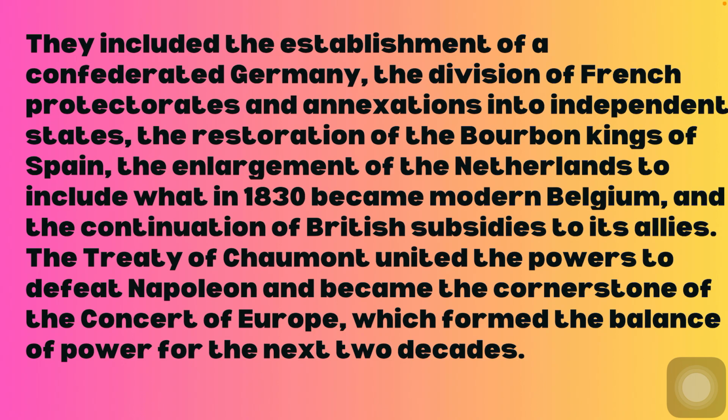They included the establishment of a confederated Germany, the division of French protectorates and annexation into independent states, the restoration of Bourbon kings of Spain, the enlargement of the Netherlands to include what in 1830 became modern Belgium, and the continuation of British subsidies to its allies.